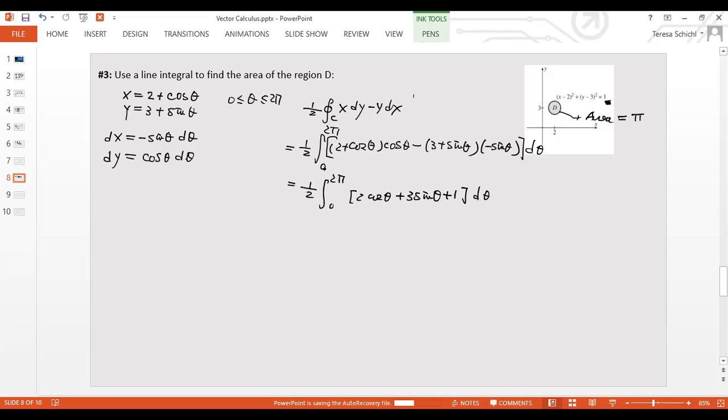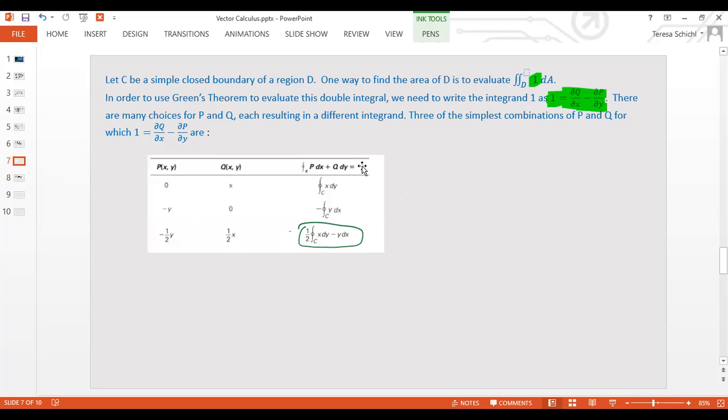Okay, now you do integrations here. This is 1/2 of 2 sine theta minus 3 cosine theta plus theta from 0 to 2 pi. Well, that gives us the area, pi, like we always know. All right, so this is the one, like I said, you can have choices here, right?